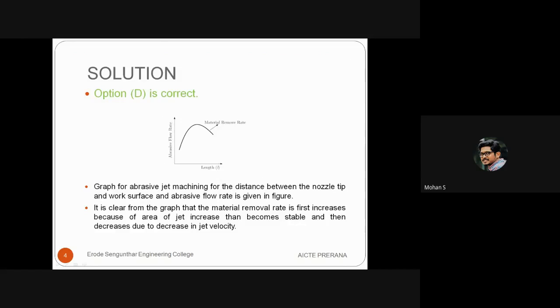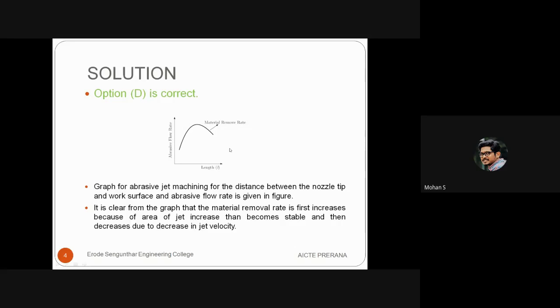Looking at this particular graph, the graph is drawn between the distance between the workpiece and the nozzle tip. It is clear from the graph that the material removal rate first increases, as the distance between the nozzle and the workpiece is minimum. First it increases, then it becomes stable for a particular point. Here you can find that at a particular point it has become stable, and then it gets decreased.